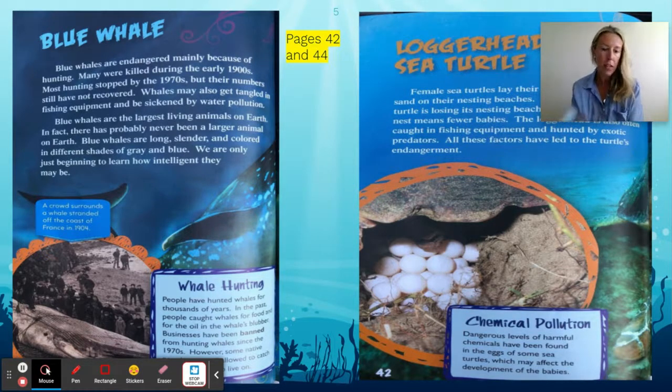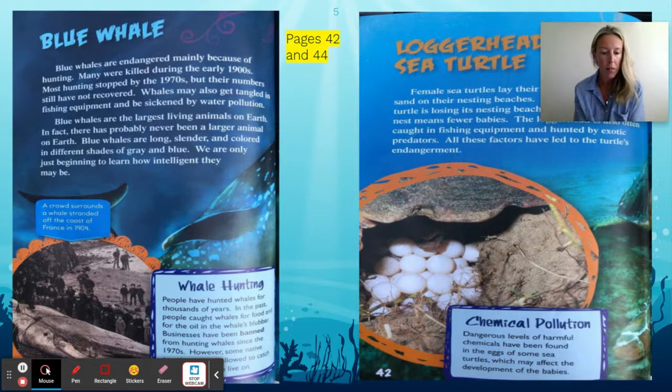Blue whales are endangered mainly because of hunting. Many were killed during the early 1900s. Most hunting stopped by the 1970s, but their numbers still have not recovered. Whales may also get tangled in fishing equipment and be sickened by water pollution. Blue whales are the largest living animals on Earth. In fact, there has probably never been a larger animal on Earth. Blue whales are long, slender, and colored in different shades of gray and blue. We are only just beginning to learn how intelligent they are.